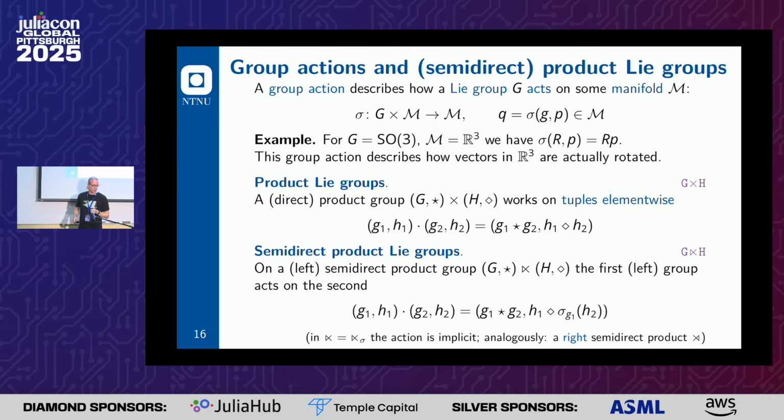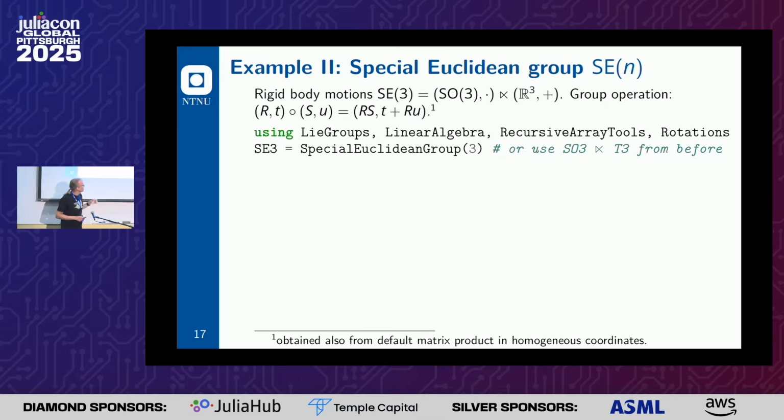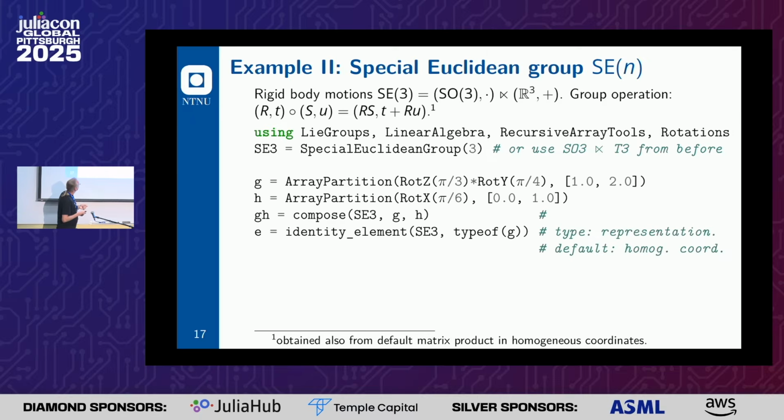The second one is semi-direct in the right-hand side, and that's the L times operator, G L times H. And you can do that the other way around. Switch those two and you have the right semi-direct product. With that, we can define the special Euclidean group SEN, and it just works as the Lie group, but it's a bit more complicated in all its implementations. So that's usually an array partition where the first component is a rotation matrix and the second one is then a vector of the corresponding length.